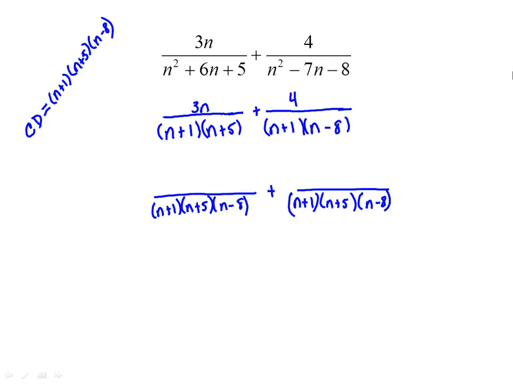Okay, so now we need to work on our numerators. We haven't touched them yet. What's different from your first denominator to this one? The n minus 8. So we're going to have to multiply by n minus 8. So 3n times n is going to be 3n squared. 3n times negative 8 is going to be negative 24n.